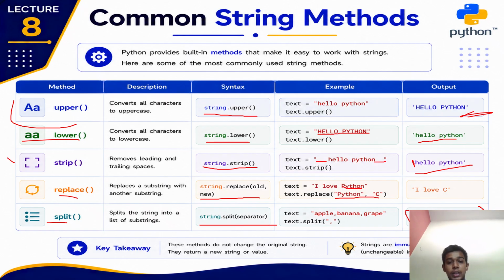Let's quickly revise the methods we learned today. Upper converts text into uppercase, lower converts into lowercase. Strip removes extra spaces from the beginning and end.